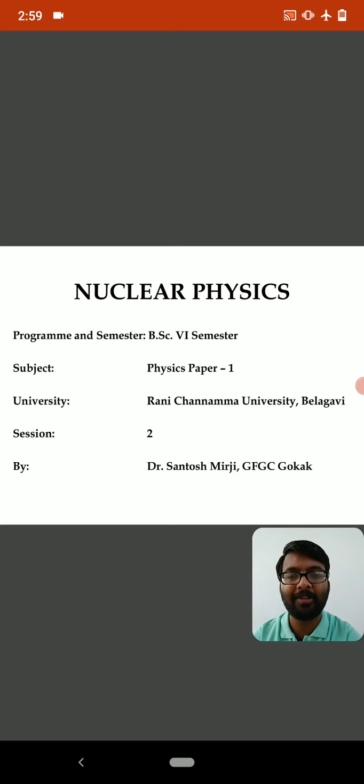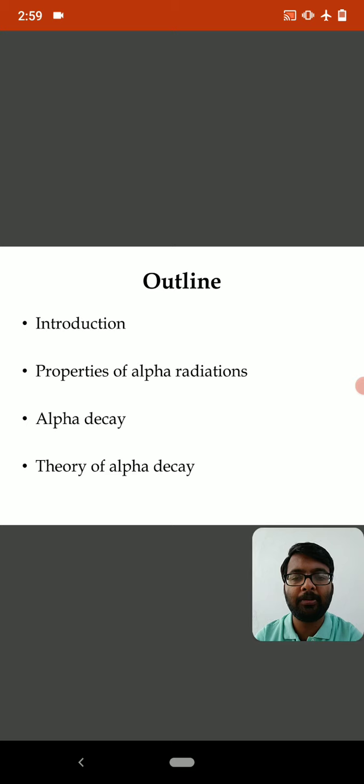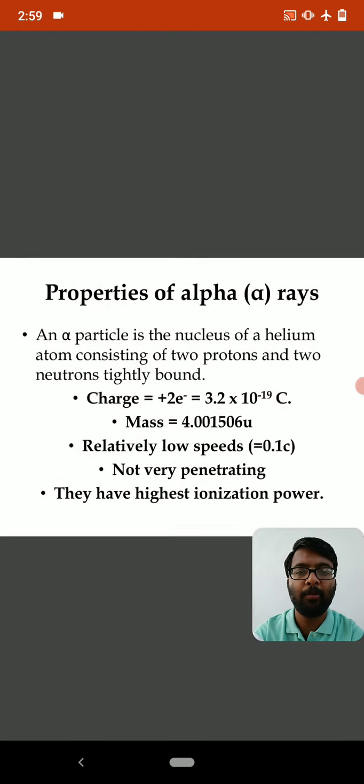Then we have also discussed some of the properties of those nuclear radiations such as mass, charge, velocity, then penetration power and other things. So in this class we will start with our actual syllabus. In this session we will try to understand what are the properties of alpha radiations, even though we have discussed in the previous class. In continuation with that, we will try to understand other properties of alpha radiations, then what is alpha decay and theory of that alpha decay. So we will study one by one.